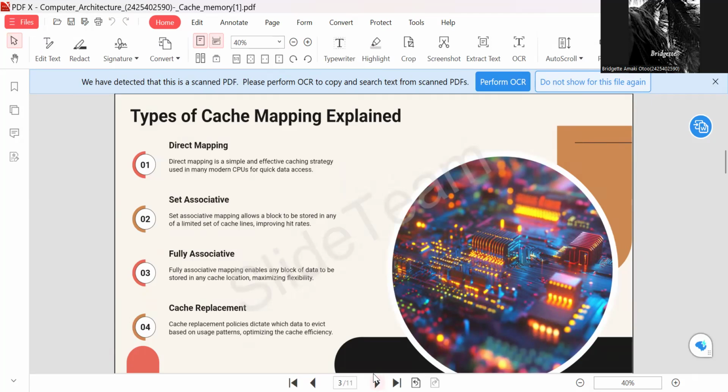1. Direct mapping. Direct mapping is a simple and effective caching strategy used in many modern CPUs for quick data access. 2. Set associative. Set associative mapping allows a block to be stored in any of a limited set of cache lines, improving hit rates. 3. Fully associative. Fully associative mapping enables any block of data to be stored in any cache location, maximizing flexibility. 4. Cache replacement. Cache replacement policies dictate which data to evict based on usage patterns, optimizing the cache efficiency.